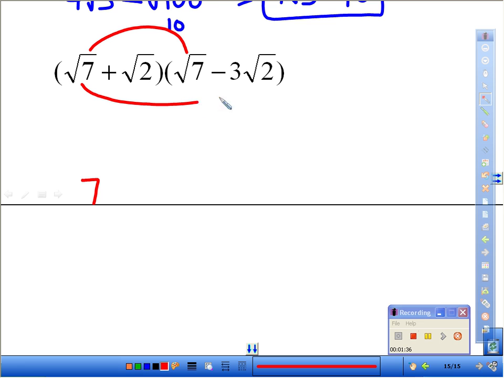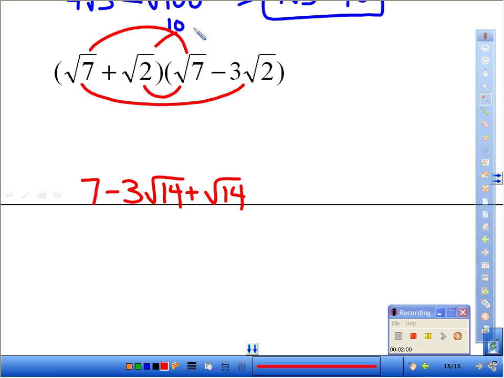Outer, the numbers outside the radical symbols that we're multiplying together are 1 and negative 3. So we've got negative 3. And inside, 7 times 2 is 14. We did first and outer, now we do inner. The square root of 2 times the square root of 7 is the square root of 14, and that's positive.